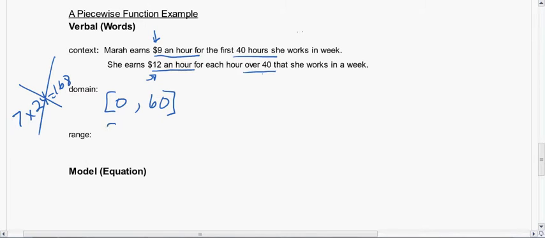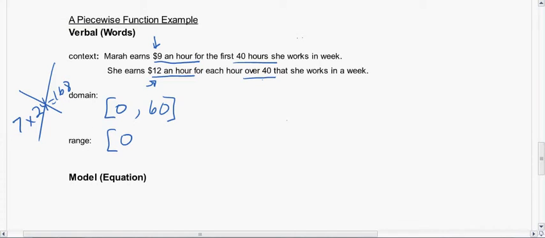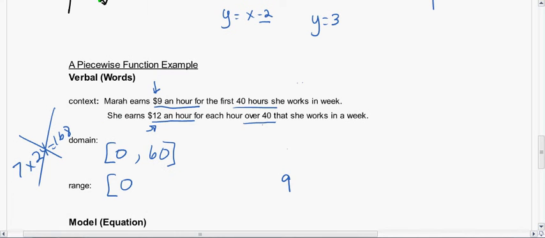So if she doesn't work at all, then she's definitely not going to earn any money. And to figure out the upper end, or the maximum part of the range, well, let's see. When she's working for the first 40 hours, she's earning $9 an hour. So that'd be 9 times 40. That's for that first 40 hours, so that'd be $360.